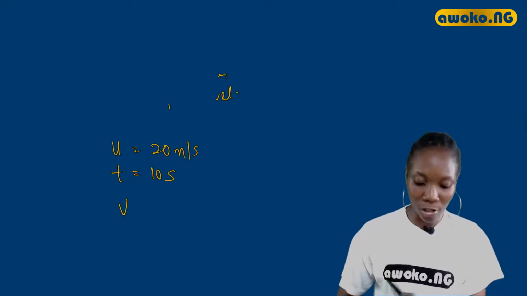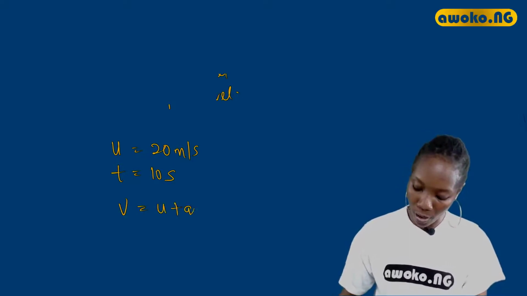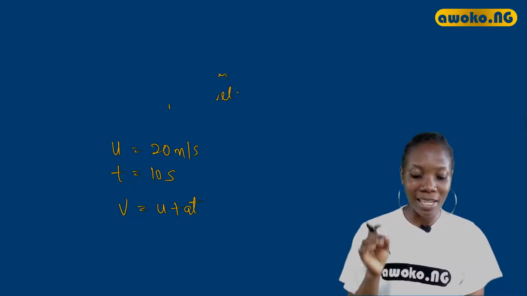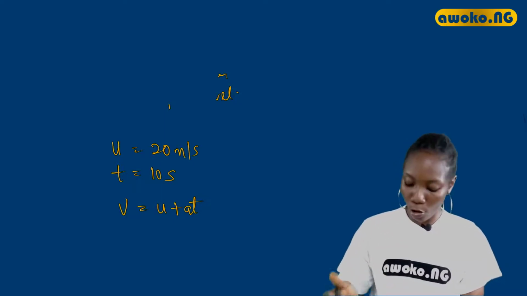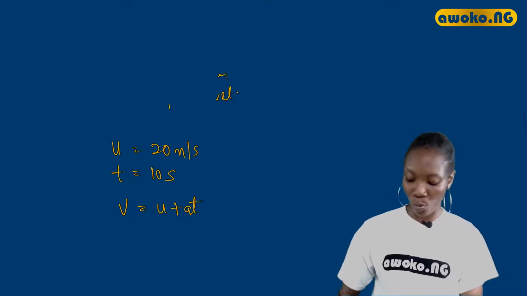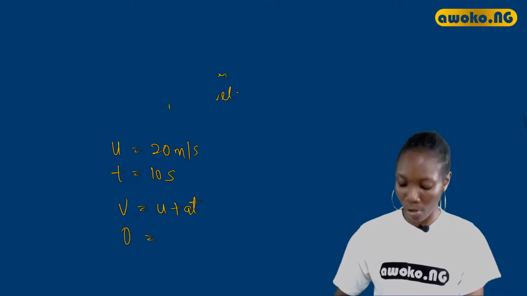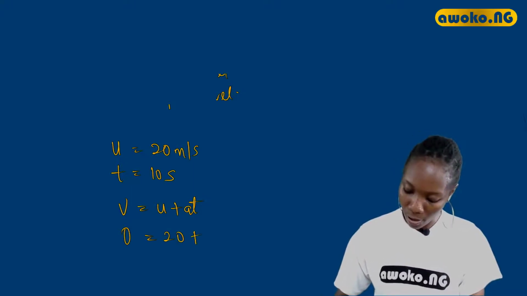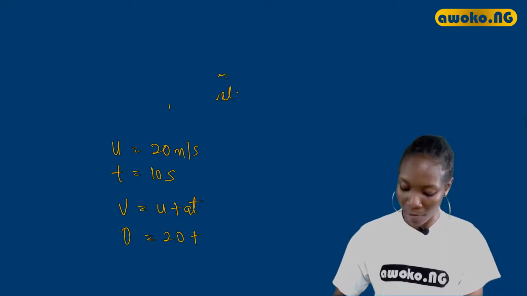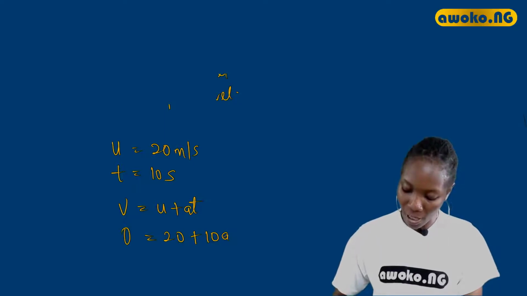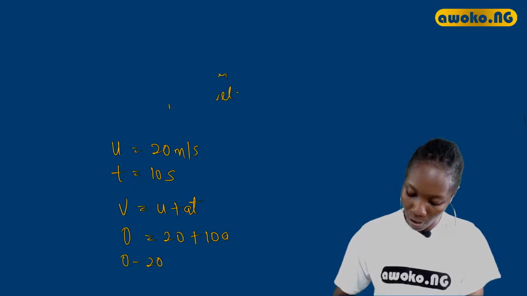So we can use v equals u plus at to achieve this. So when we substitute our values, in this case, the car comes to rest, right? So v, which is the final velocity, will be 0. And its initial velocity has already been given to us. So we have 20 plus acceleration, which is what we're asked to find, times t, which is 10, so 10a. Now when you take 20 to the other side, you have 0 minus 20 equals 10a.